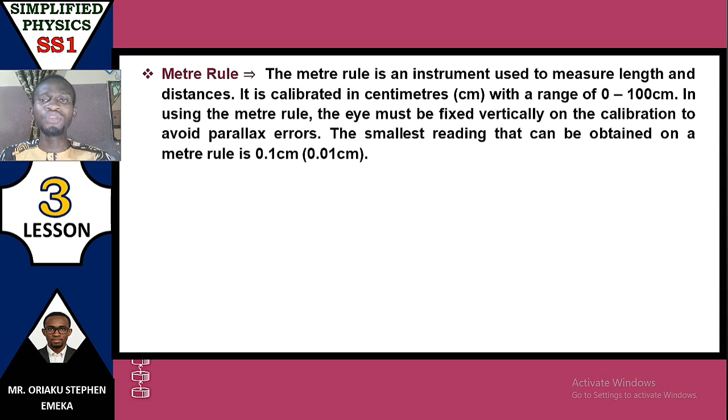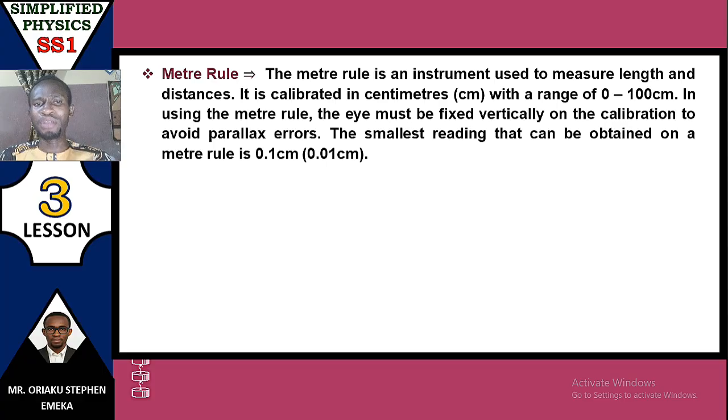Meter rule. The meter rule is an instrument used to measure lengths and distances. It is calibrated in centimeters with a range of 0 to 100 cm. When we say meter rule, the length of the rule is actually 1 meter, and when you convert 1 meter to centimeters, it is 100 centimeters. So a meter rule ranges from 0 to 100 centimeters.